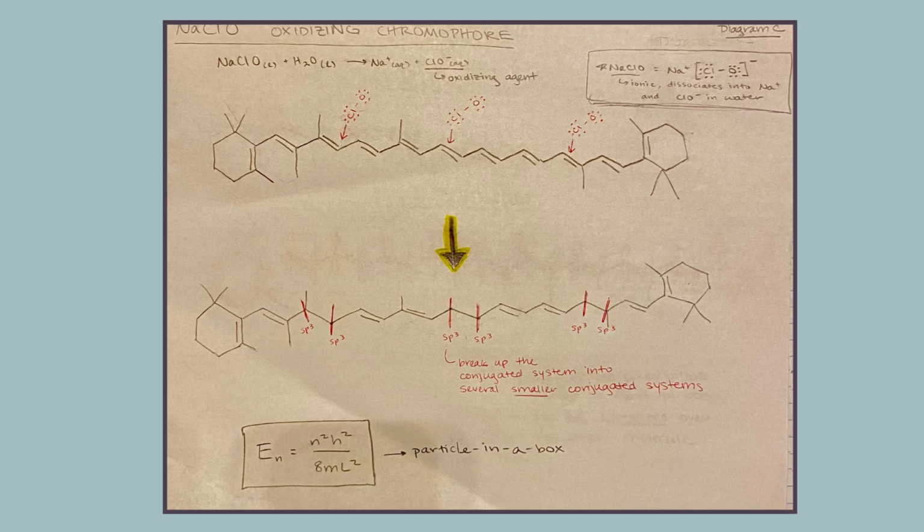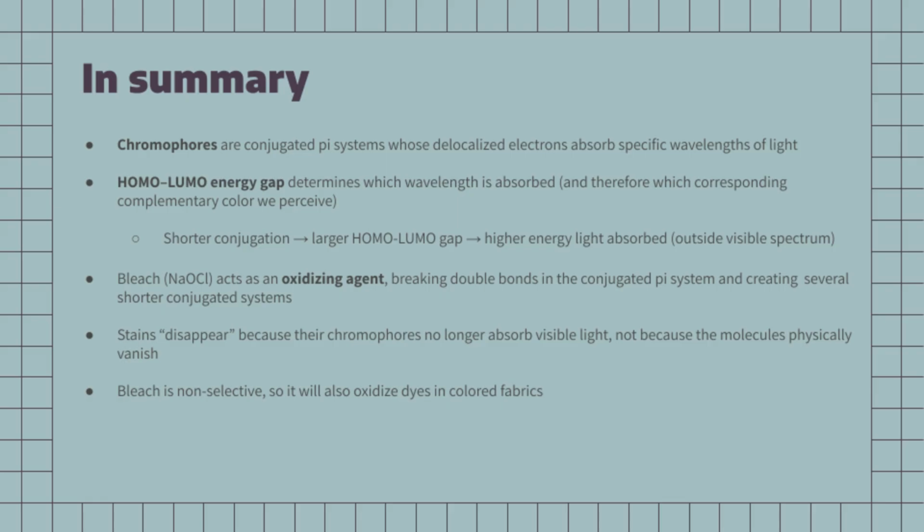Now, the length of the conjugated system really matters. A shorter conjugated system has a larger HOMO-LUMO gap, which means it can only absorb higher energy light. And once the absorbance gets pushed into the ultraviolet, it's outside the visible spectrum, so we can't see it anymore. This is where bleach comes in. Sodium hypochlorite is a strong oxidizing agent, and it breaks double bonds within the conjugated pi system. That splits one long chromophore into several shorter segments with much larger energy gaps.